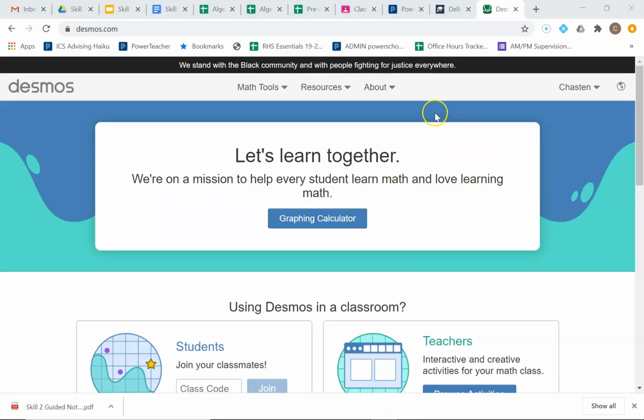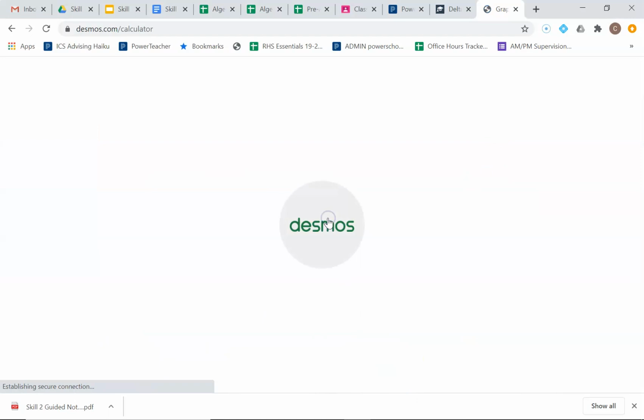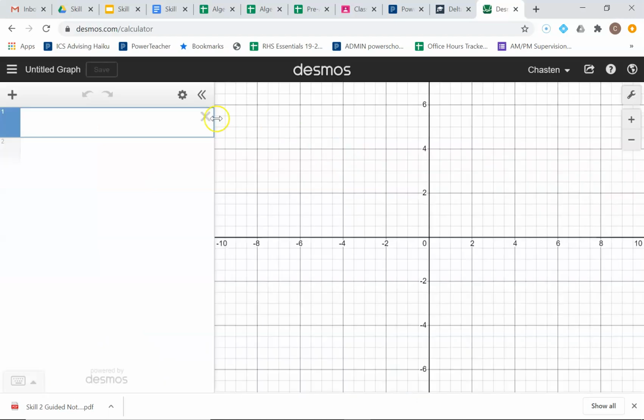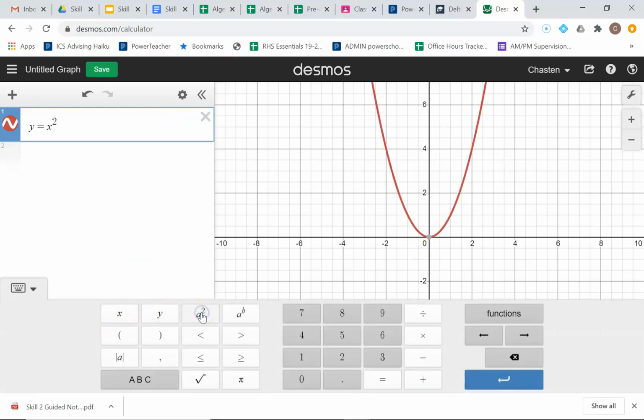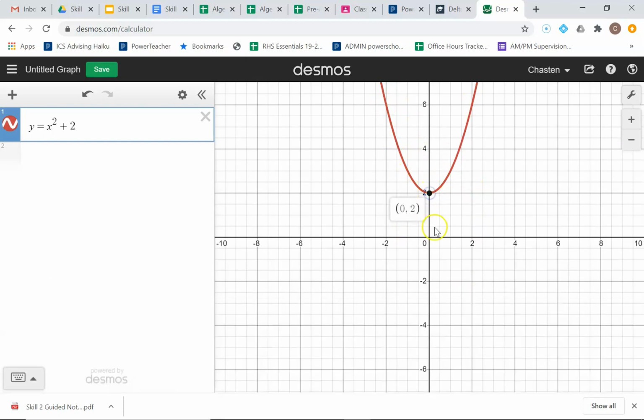So when I'm in Desmos, I can just go to the graphing calculator and type in y equals x squared. I have to use this little keypad function to get my squared, and then plus 2. And you'll notice it looks just like y equals x squared, but now we have the vertex point at the point 0, 2.